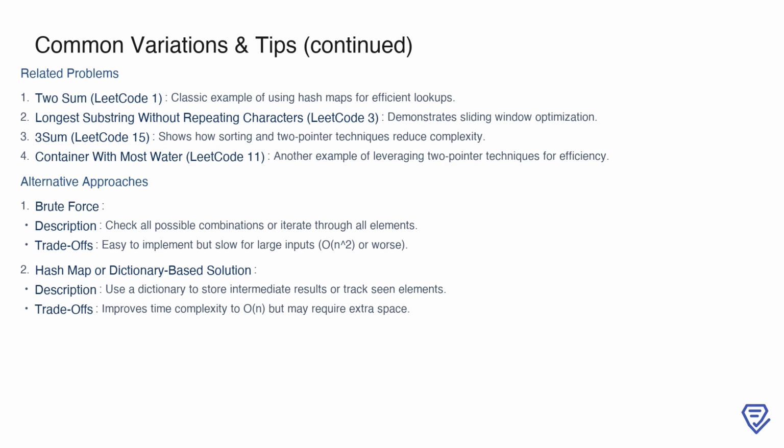Beyond these examples, you can also explore alternative approaches to solving problems. Brute force, for instance, involves checking all possible combinations or iterating through all elements. While it's straightforward to implement, it's often too slow for larger datasets. On the other hand, hash map or dictionary-based solutions allow you to store intermediate results or track seen elements, improving time complexity to O(n) at the cost of extra space.